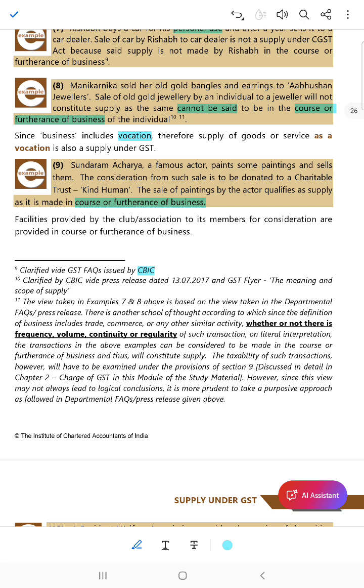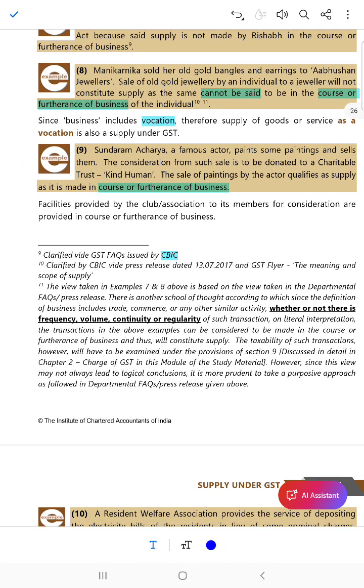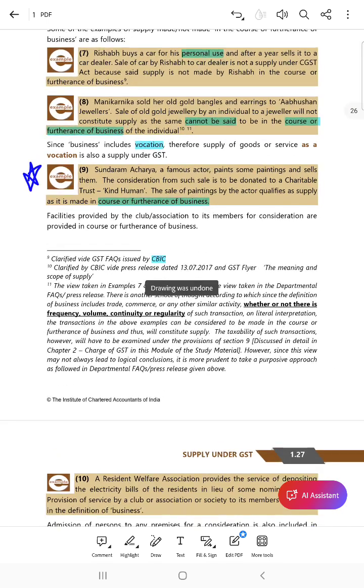This is very important. You have to understand this example. See, even if he's an actor, even if he is doing a painting, some proceeds are coming. Now, what is he trying to do? Why? Because he donated it. It's not for personal use.